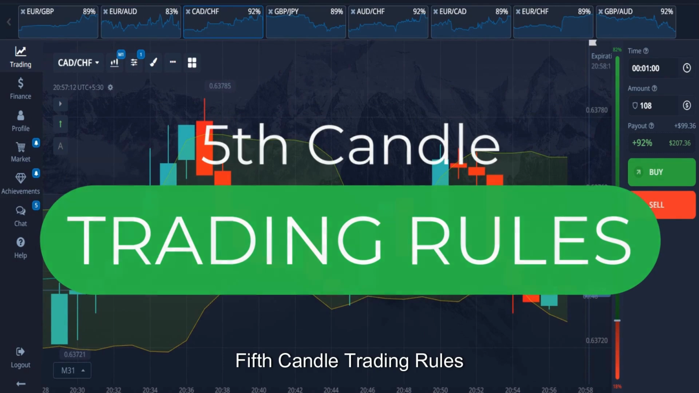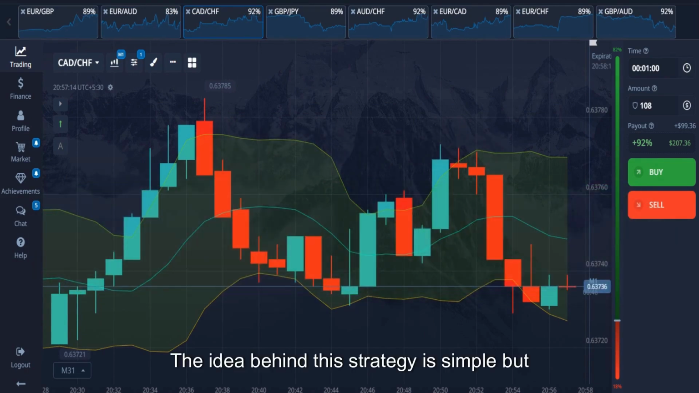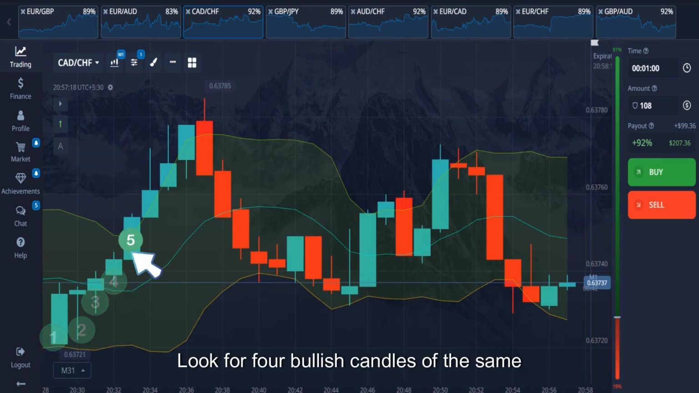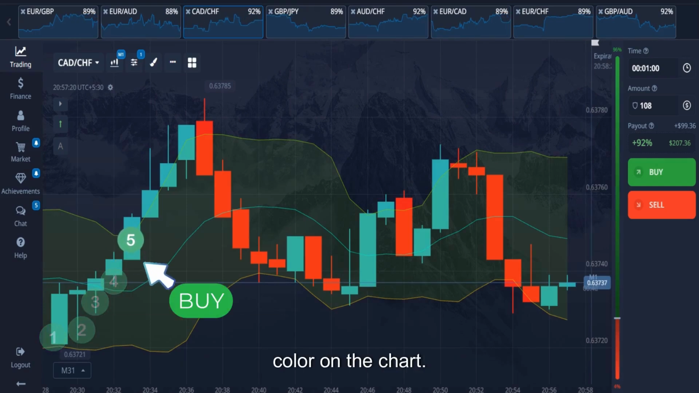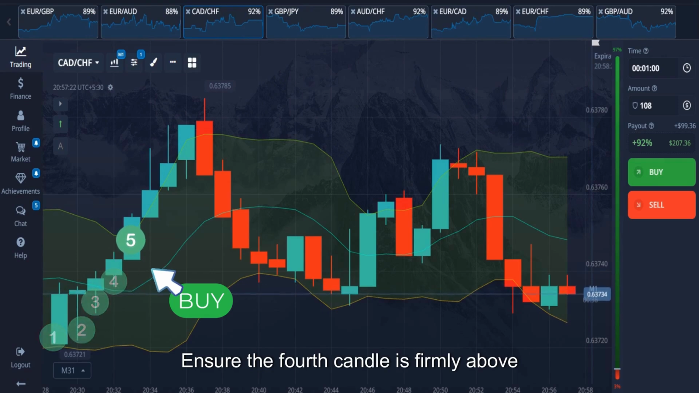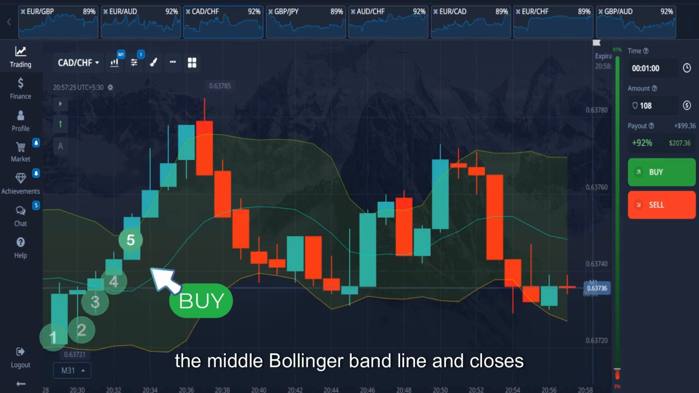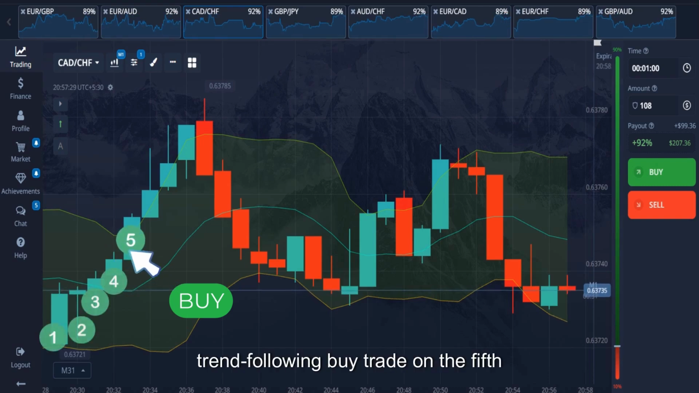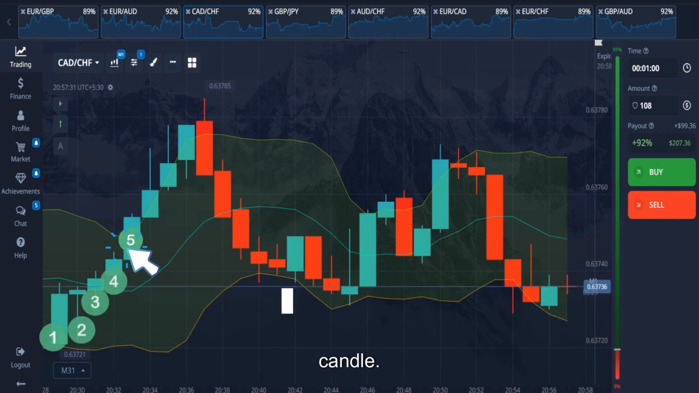5th candle trading rules. The idea behind this strategy is simple but highly effective. Here's how it works. Look for 4 bullish candles of the same color on the chart. Ensure the 4th candle is firmly above the middle Bollinger Band line and closes above it. When this happens, prepare for a trend-following buy trade on the 5th candle.